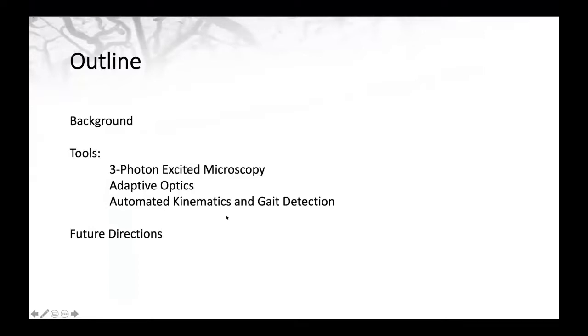All right, so here is the basic setup for the talk. I'm going to go through the three main tools, which are 3-photon excited microscopy, adaptive optics, and automatic kinematics detection and gait detection.